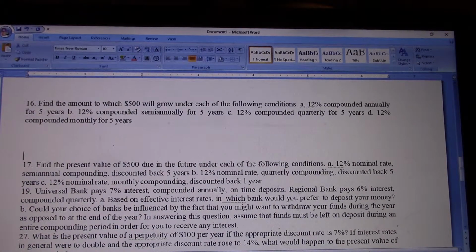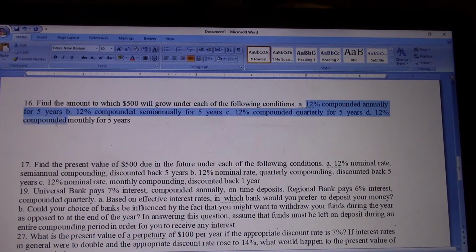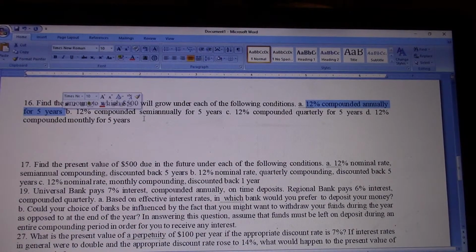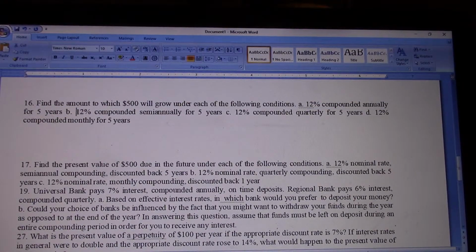Okay, so for this one you just need to change the rate. Let's say the first one, 12% should be your rate, N should be 5, and 500 should be your present value, right? PMT is 0. Calculate for future value. For the second one, now your rate should be 6% because it's semi-annual. N should be 10 years, and the other inputs are the same.